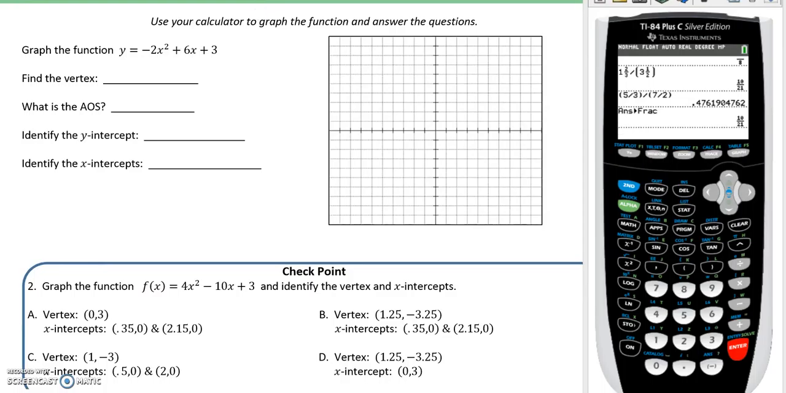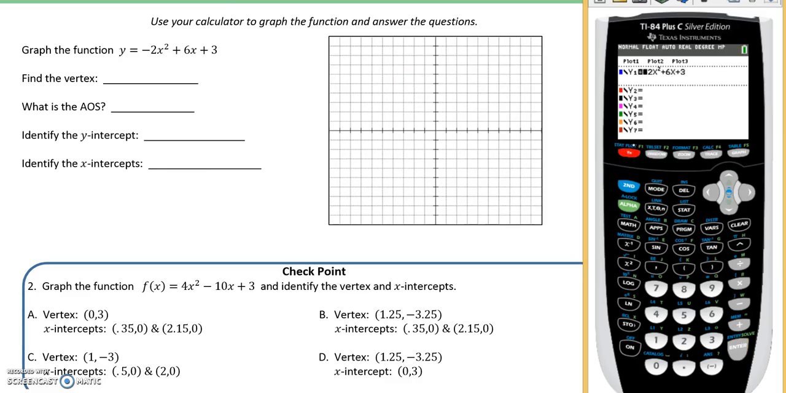Okay, now we're going to look to graph a quadratic function. So to do this, go into your y equals. Go ahead and type in your function. I already have mine in there. If any of your plots are turned on, bump up and hit enter to turn them off, and then come back down. Pay attention, this little negative, remember you have to use your negative key, not the subtraction key.